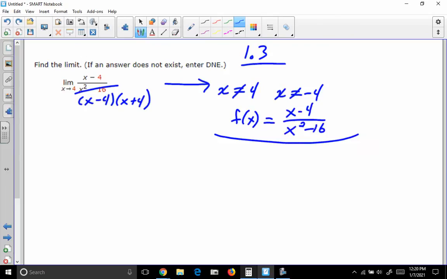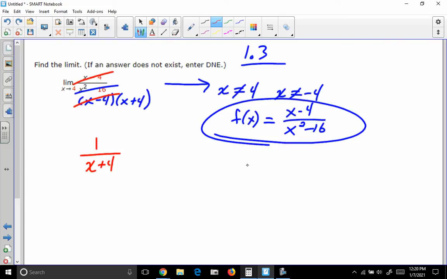That has a domain of anything except those two numbers. Now notice that we have a common factor between top and bottom. So we can reduce that function. And when we reduce that function, we get this function. I'm going to call that one g of x.